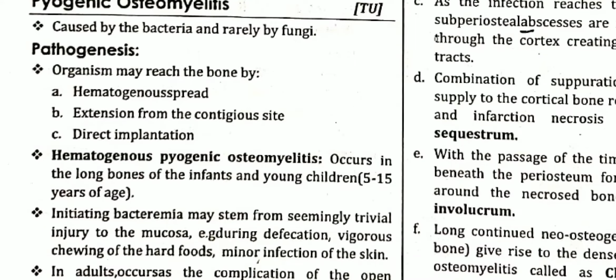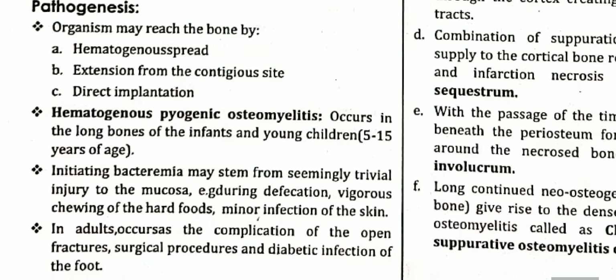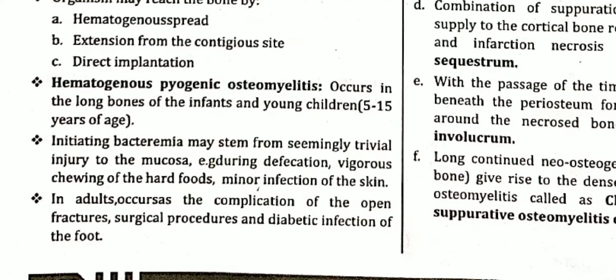For example, hematogenous spread is most common in infants because the infection remains in the blood in children for a longer period of time. The organism reaches the blood through a minor skin infection, or through vigorous chewing of hard foods by the teeth, where there is an injury with an infection, and it reaches the blood. In the adult, it reaches the bone through an open fracture.